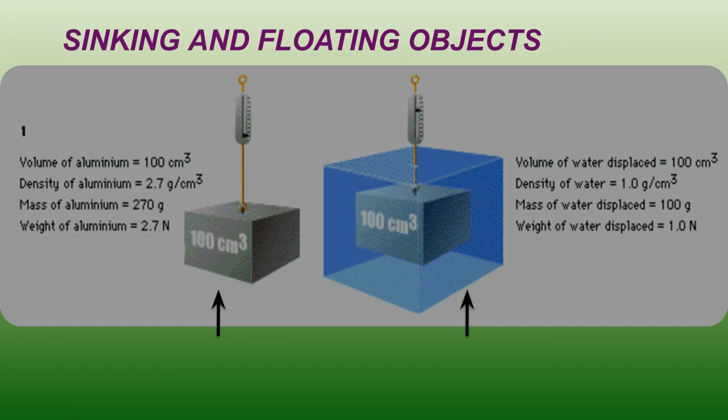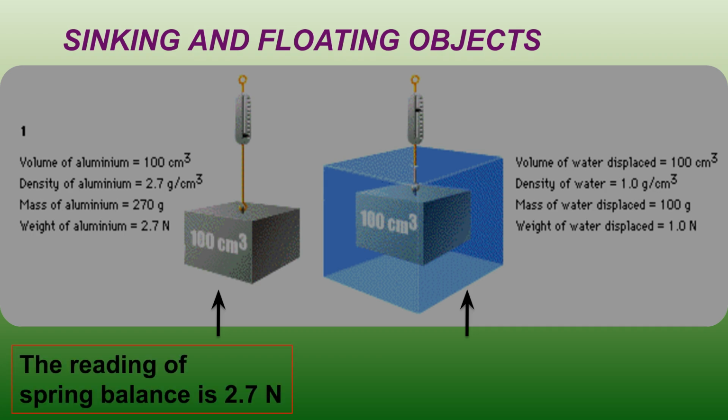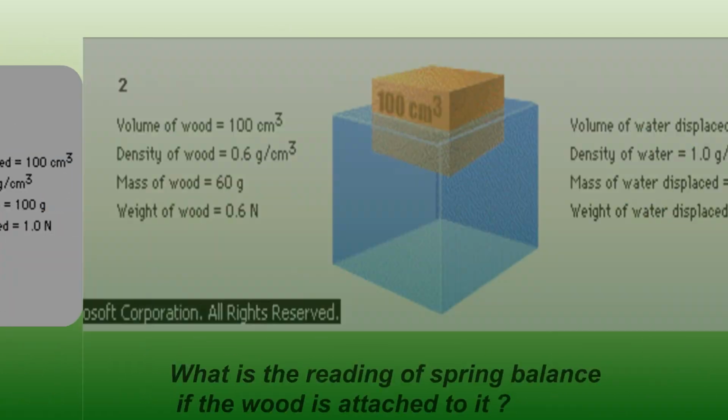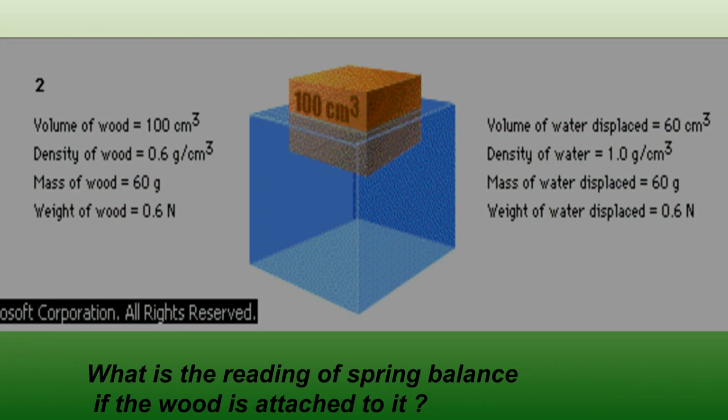Here we compare the weight of an aluminum block in air and when it is immersed in water. In air, the spring balance reads 2.7 newtons. In water, the reading is 1.7 newtons. The buoyant force is the difference between these two readings. For a block of wood, since it floats, the spring balance reading when submerged is 0. This is because the upthrust perfectly balances the weight of the wood.